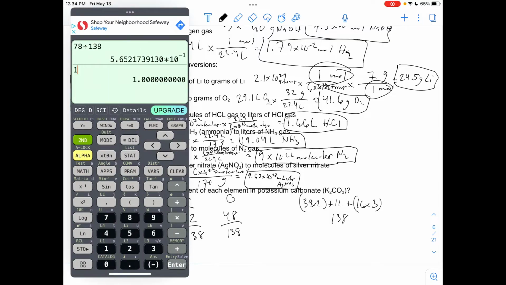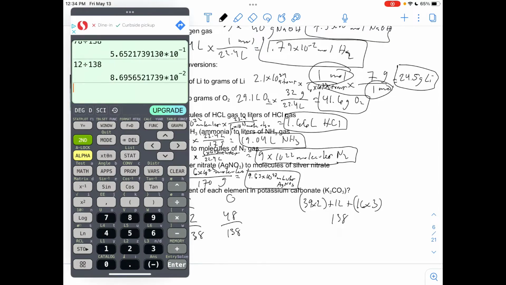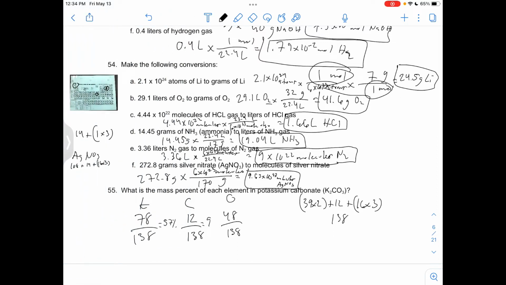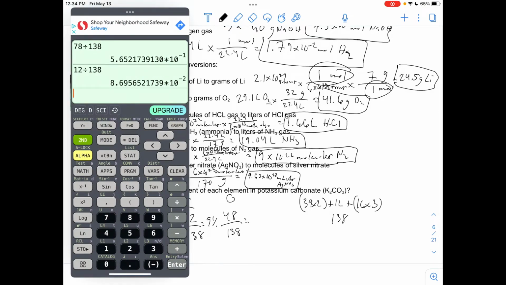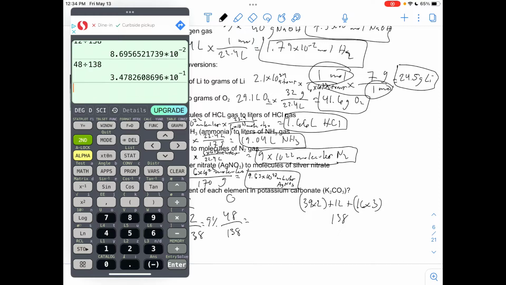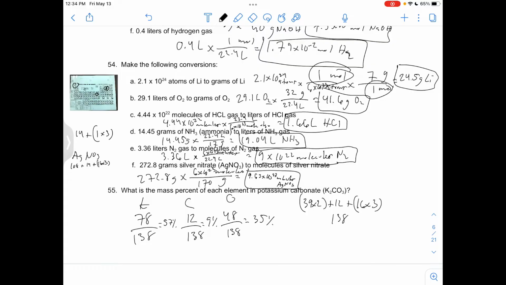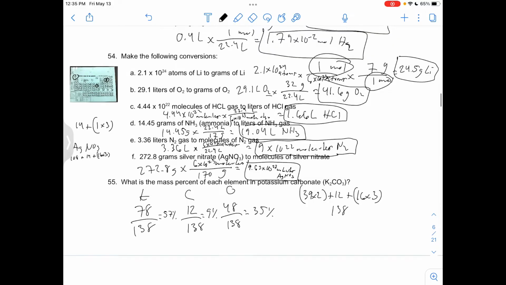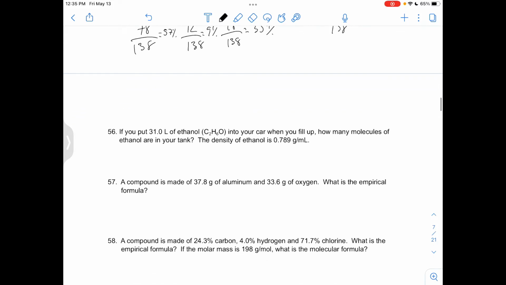Okay, 57. Carbon is 12 over 138, so that's 9%. And then 48 over 138. Or you could just add up those two and subtract from 100, which gives 35%. Okay, so that's mass percent.